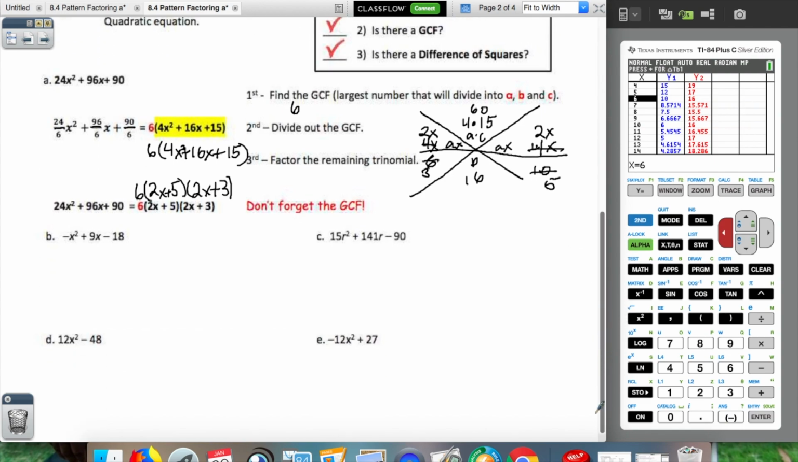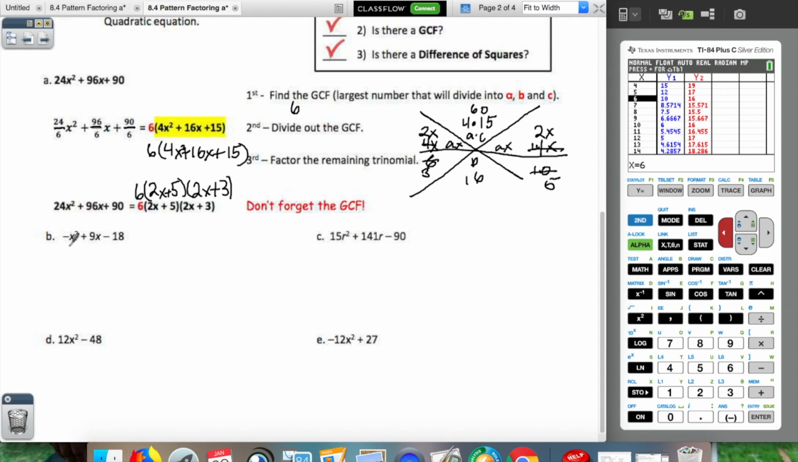All right, now let's look at B. B, we have negative x squared plus 9x minus 18. Now, you might be sitting there at home or wherever you are thinking, that doesn't have a GCF. But remember, what is always a GCF? Always.